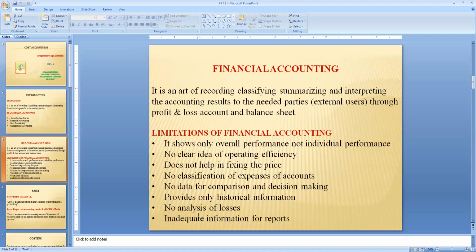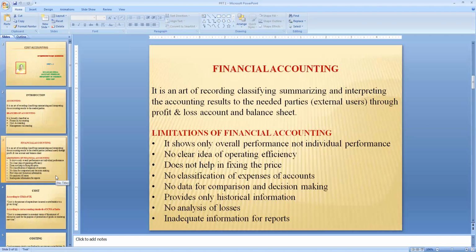And the next part is inadequate information for reports. Financial accounting does not provide adequate information for reports to any outside agencies. It may be banks, government, insurance companies, and any trade associations. If any reports relating to particular information are required by these kinds of agencies, they cannot be generated in financial accounting. So we can say that cost accounting has come into existence.